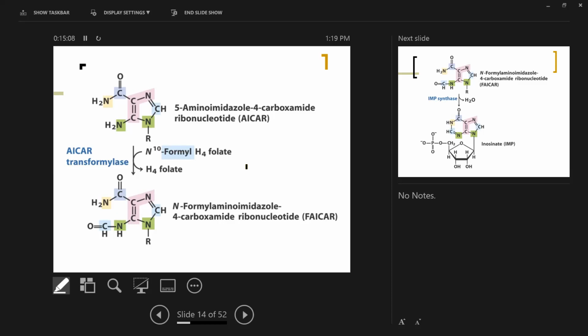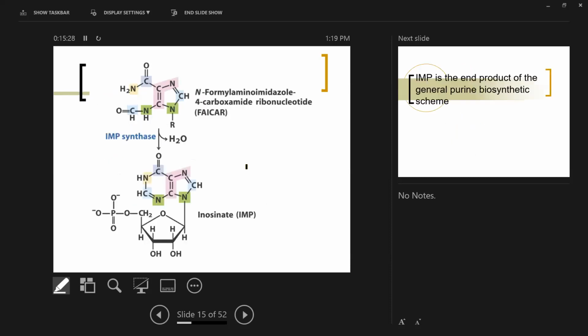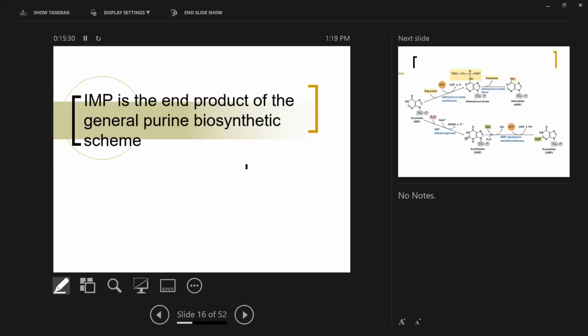You see cases where some of these enzymes are bifunctional in some creatures and what have you, but they catalyze the same reactions, with that one exception, with the AIR carboxylase and so on and so forth. So IMP is the end product of the general purine biosynthetic scheme.